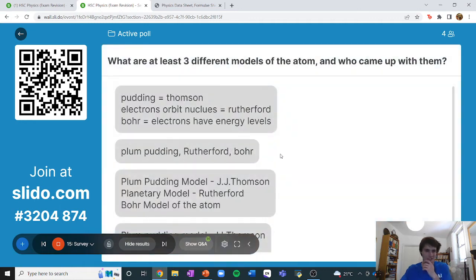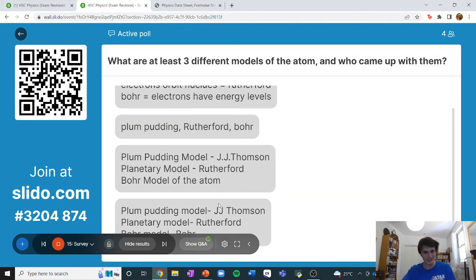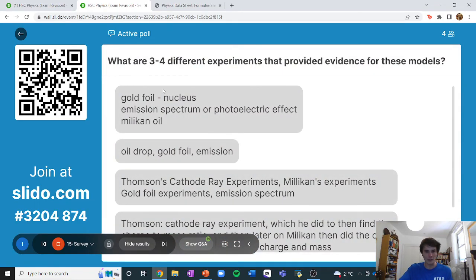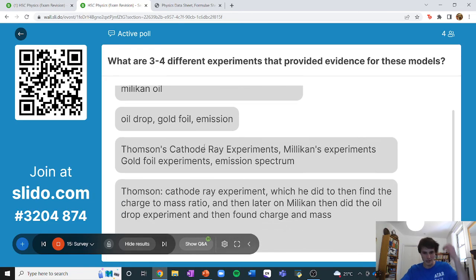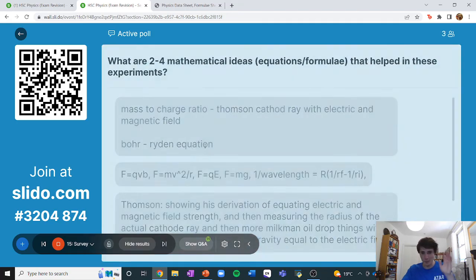So let's see what your suggestions were. We've got plum pudding from Thomson, we've got Rutherford and Bohr. Very nice. Seems most people are going with the same three, and that's what I would really recommend. They're the ones that we do in a whole lot of detail, so they're probably the ones we're most comfortable with. The gold foil, we've got the nucleus, lovely. And then we've got the oil drop experiment, the emission cathode, lovely, cathode ray experiments, and just general cathode ray experiments. Lovely. Seems we're all on the same wavelength. Great minds think alike. And divergently as well.